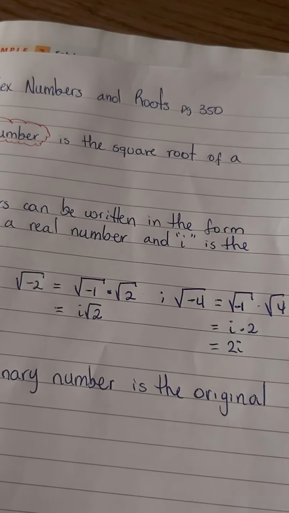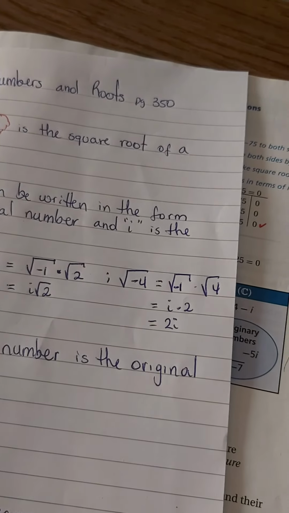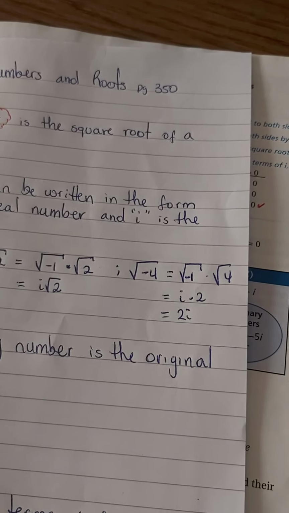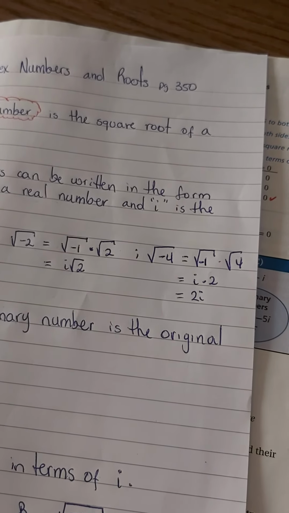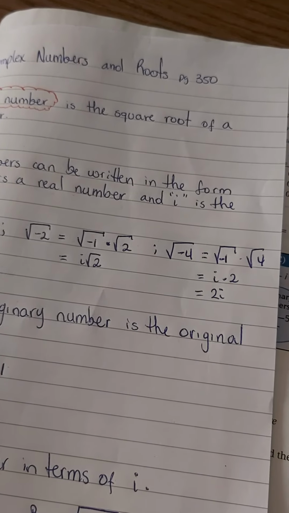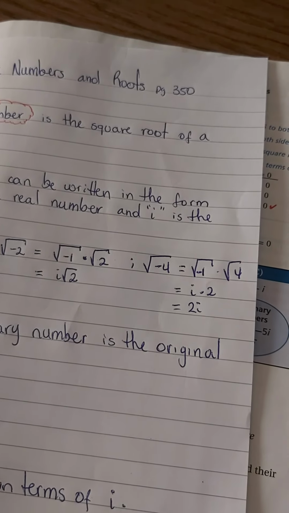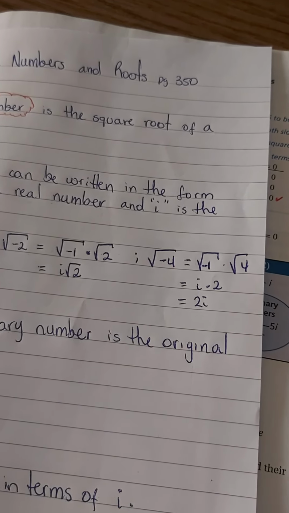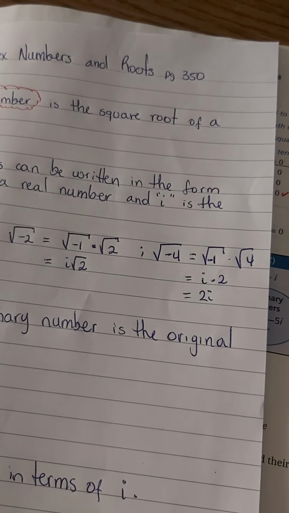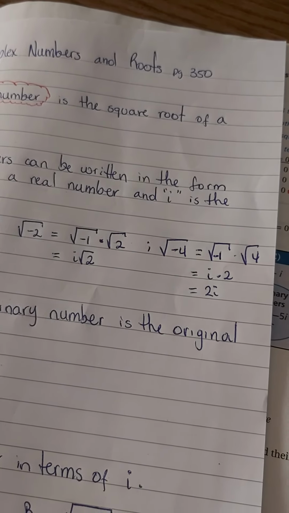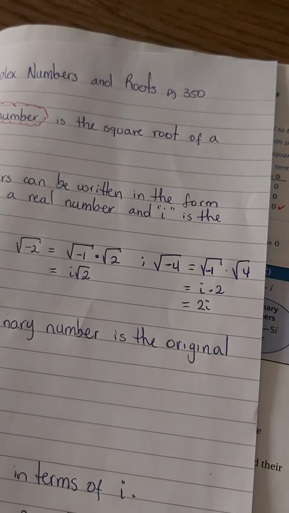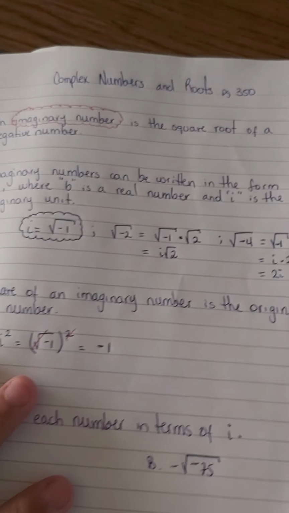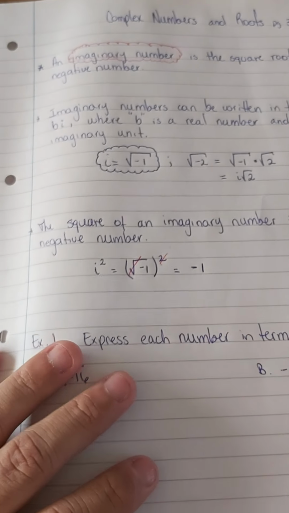Now, square root of -4, we can rewrite this as square root of -1 times square root of 4. Square root of -1 is equal to i. Square root of 4, that's 2. i times 2 equals 2i. So square root of -4 equals 2i. Okay? So that's what imaginary numbers are.